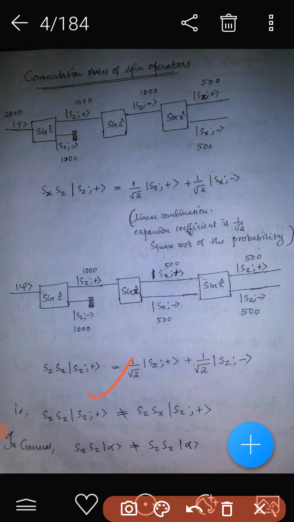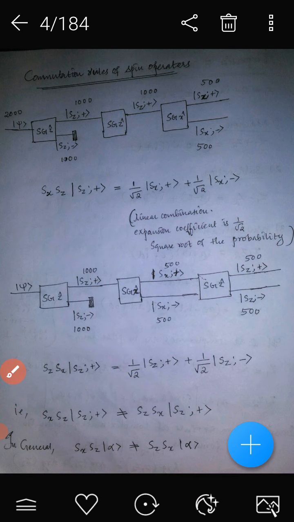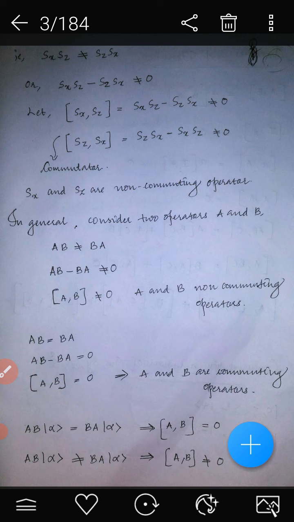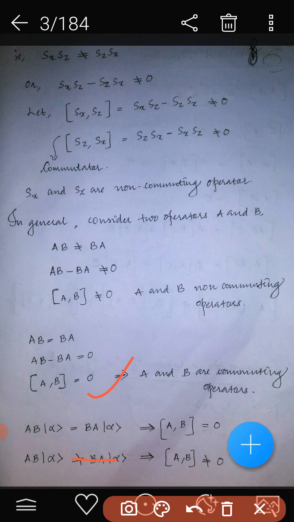In general, for any arbitrary state in a vector space, SxSz|α> is not equal to SzSx|α>, where |α> is an arbitrary vector in the vector space. Therefore, the operator SxSz is not equal to SzSx. That is, SxSz minus SzSx is not equal to 0.